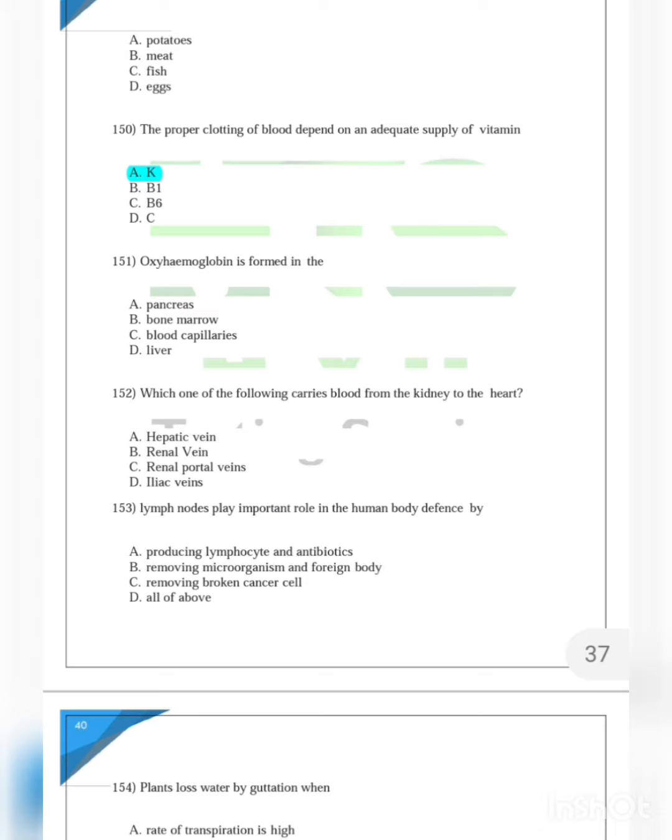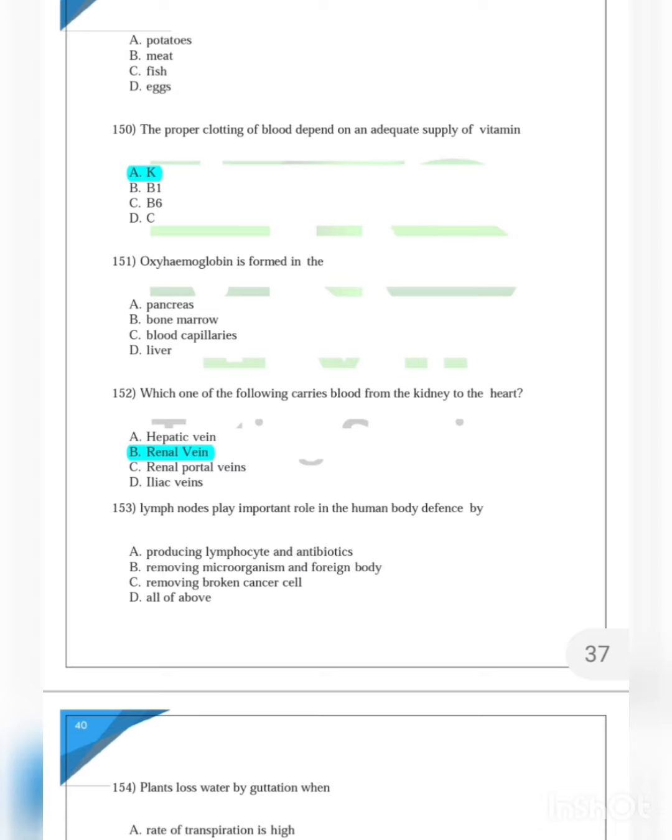Which of the following carries blood from kidney to the heart? Kidney to the heart, that is hepatic vein? Hepatic vein is to the liver, right? Renal vein. Forgot. Renal vein, because renal vein. I guess not renal portal vein.